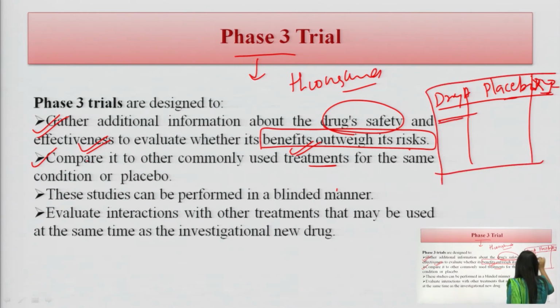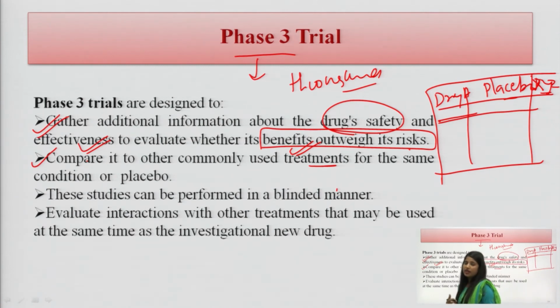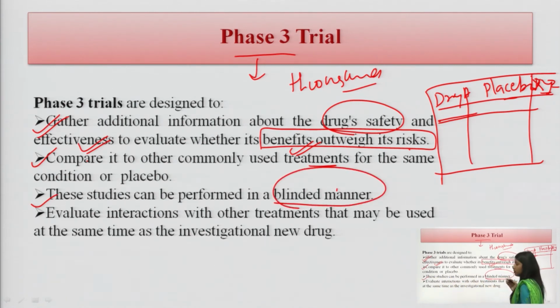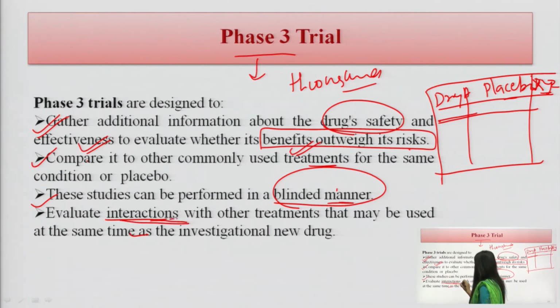If the drug which is being tested is giving more benefit over the other formulations, then only it will be launched. So, these studies can be performed in a blinded manner. There should not be any bias. That's why we are performing the blinded studies. And we are evaluating the interactions here. What are the interactions?